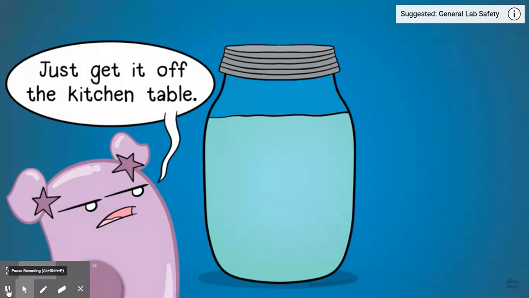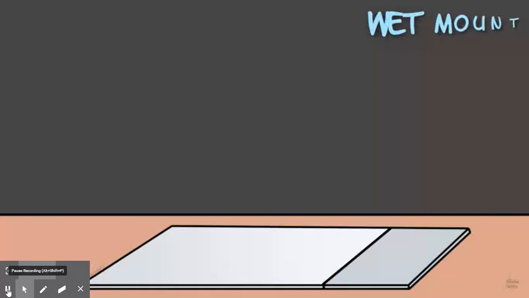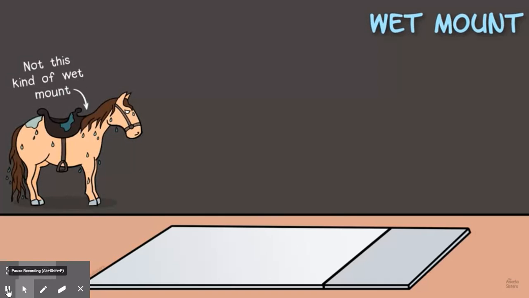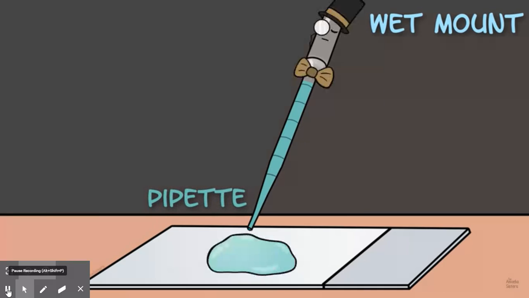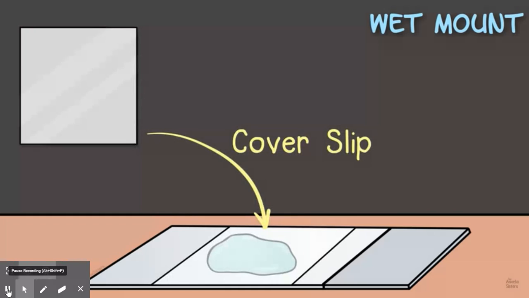So let's take a look at what's in this water sample here. I'm going to do something called a wet mount to prepare my microscope slide. I'm going to drop a drop or two of my water sample onto the slide using a disposable pipette. It's like a very fancy eyedropper. I'm going to put a cover slip on top.